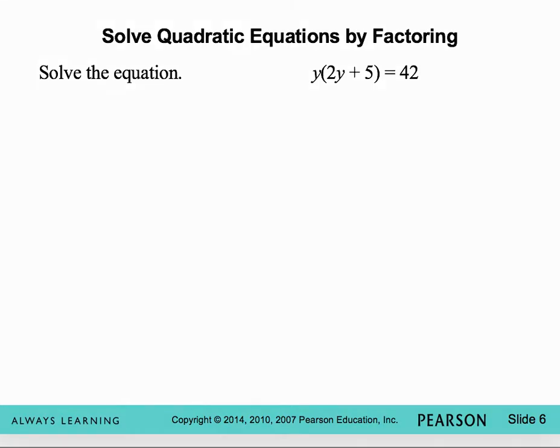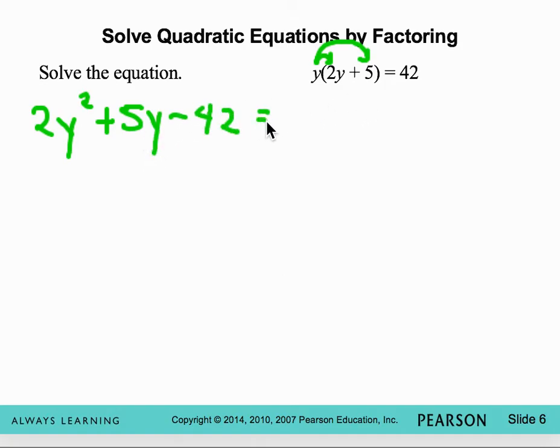Okay, now they've got this one factored out for you, but because it doesn't equal 0, that's not useful. It's actually just more work. So I got to multiply this out and make it 0 and refactor it when it equals 0. So 2y squared plus 5y minus 42 equals 0.